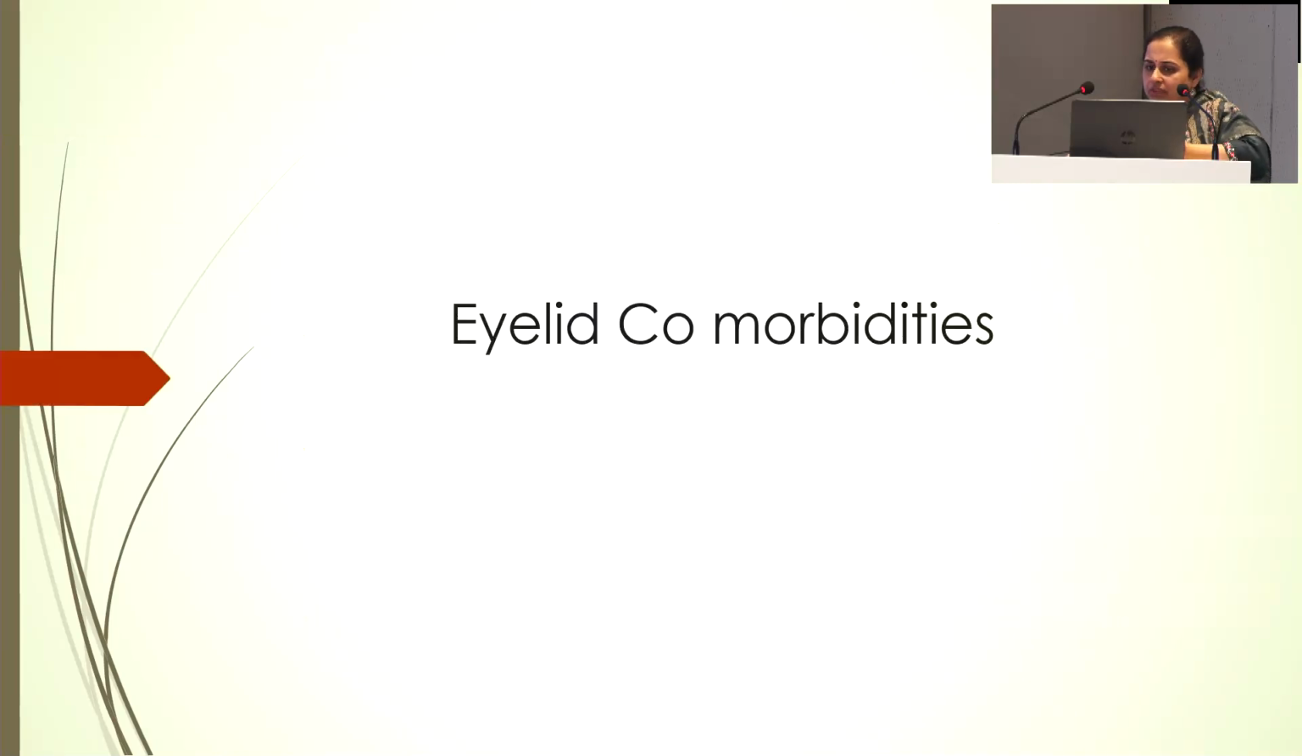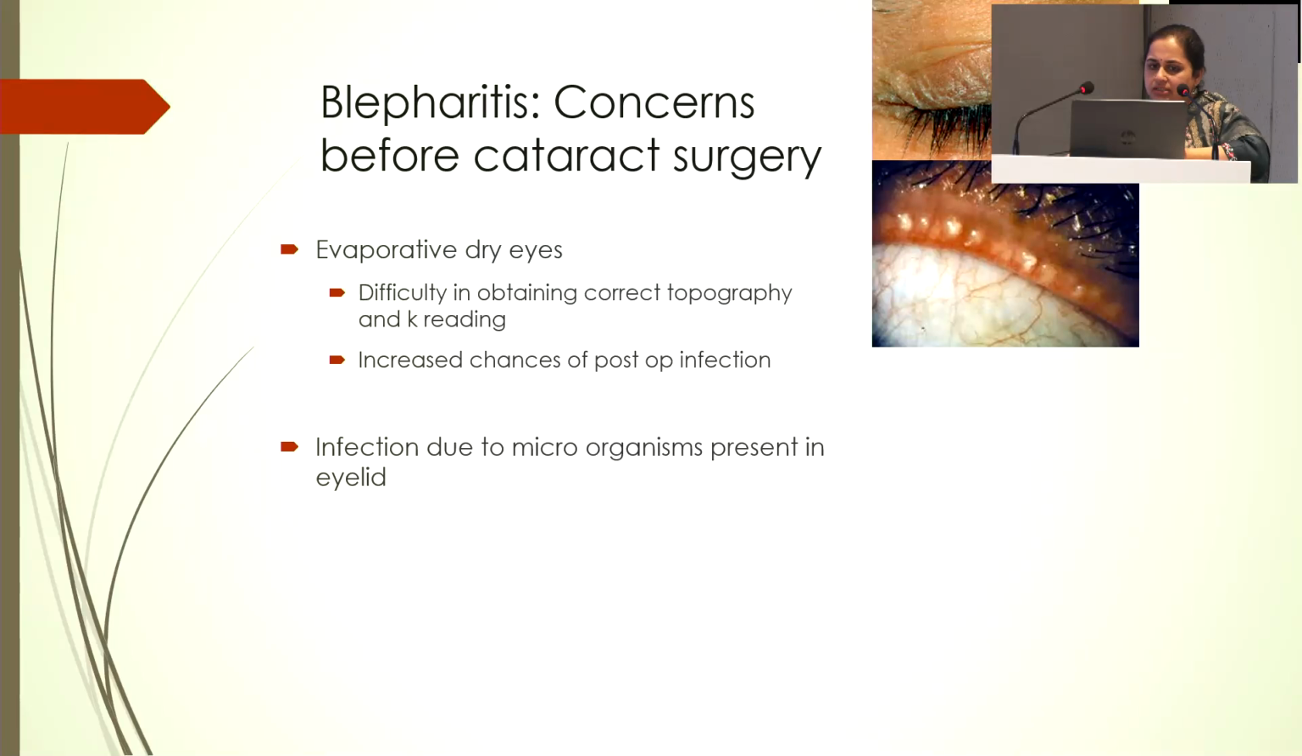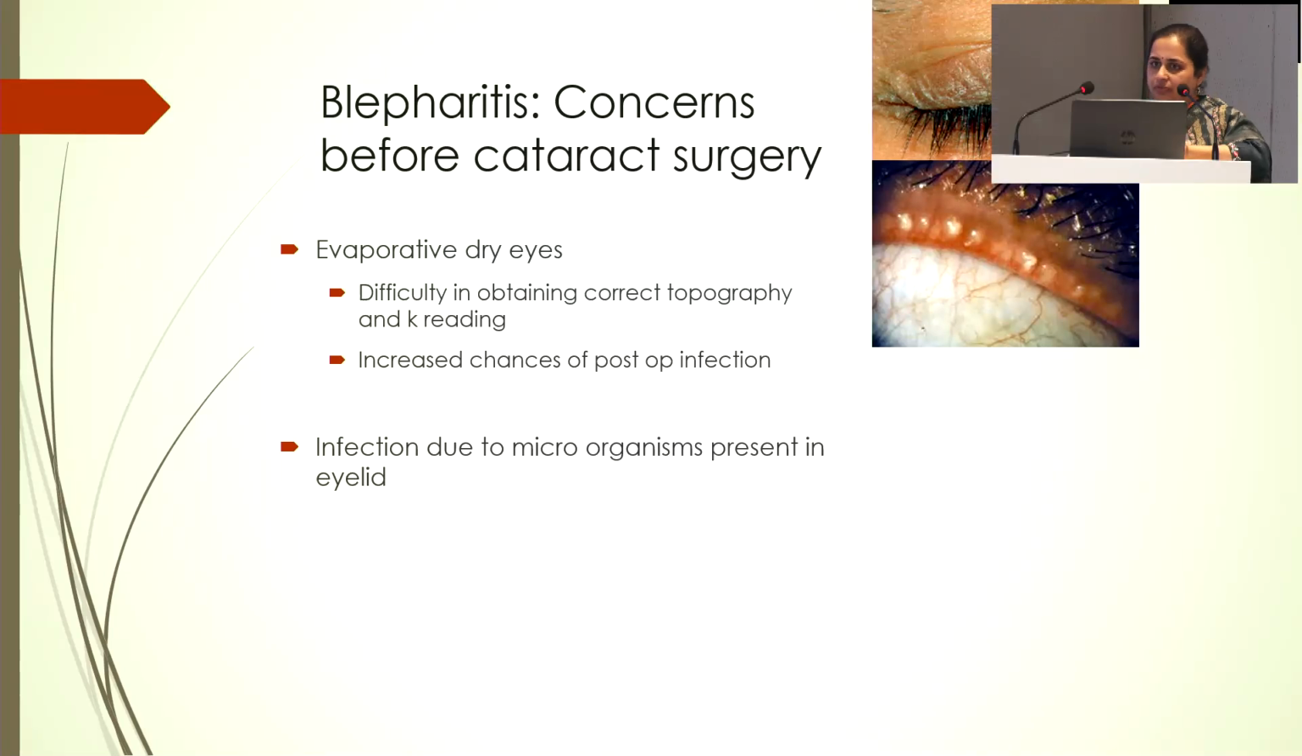Now a brief thing about eyelid comorbidities. In cases of blepharitis, what are the concerns before cataract surgery? The concerns are evaporative dry eyes because of the meibomitis and infection due to microorganisms. So it is always better to treat the blepharitis, wait for a while and give additional lubrication, because the evaporative dry eye sometimes takes a bit more time to resolve even if the blepharitis has resolved.